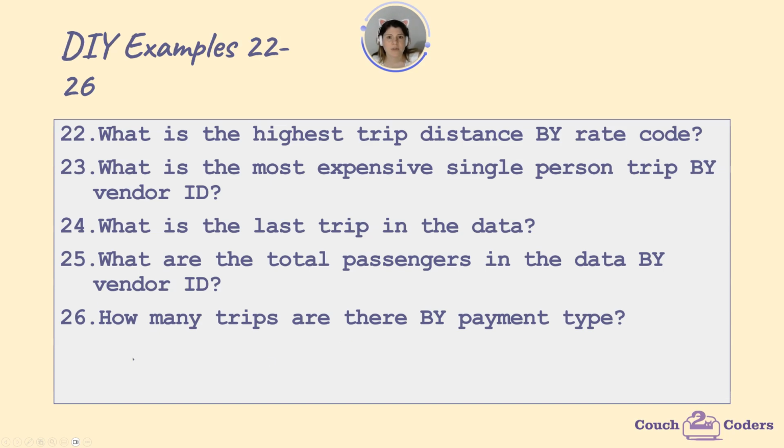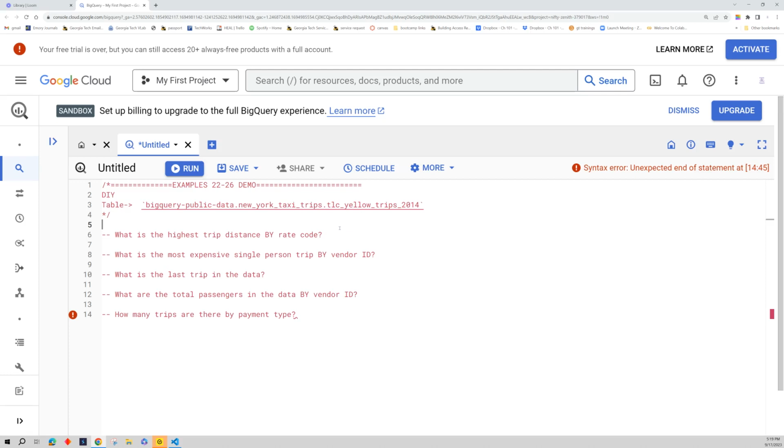Go ahead, pause the video, take a few minutes, try to answer these, and when you're ready, we'll come back together and review the answers like we usually do. Okay, so let's go over these answers together. Our first question is, what is the highest trip distance by rate code?